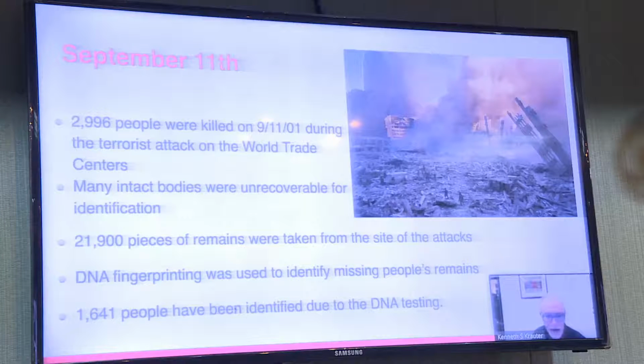So it's a very powerful tool, and it shows the durability of DNA as well, because this was very harsh conditions, and yet the DNA was sufficiently stable to be identified.